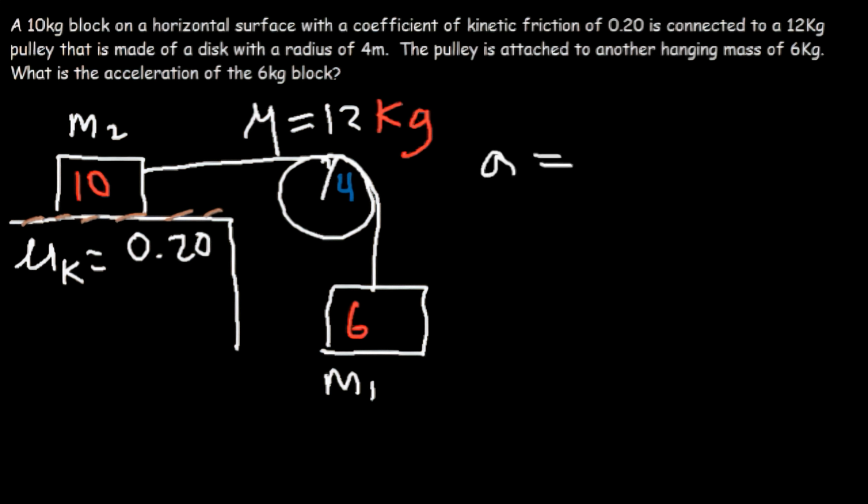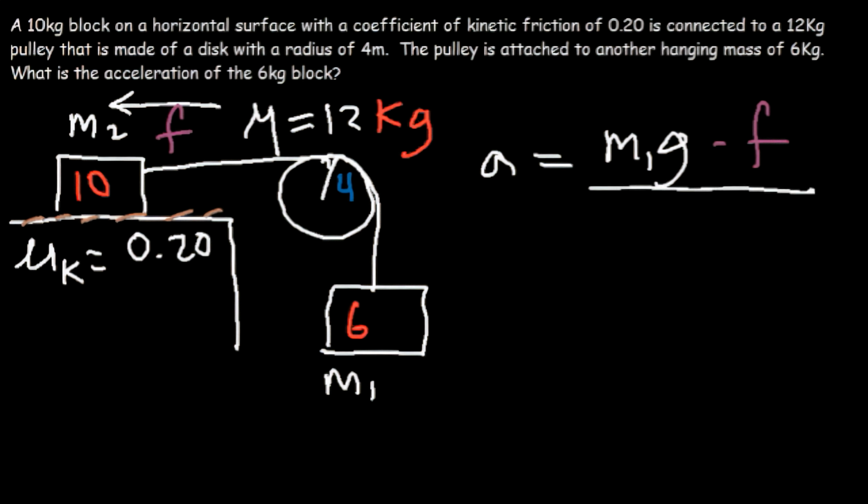So the acceleration is going to equal the net force, meaning all of the forces that accelerate this object in a direction of motion, which is only the weight force of the 6 kilogram block, that's m1g, minus any forces that oppose that motion, which is the frictional force that's acting on block 2, so minus F, divided by the total mass of the system. That's m1 plus m2 plus the inertial mass of the disk, which is inertia over r squared. And if you replace inertia with 1/2 m r squared, the r squared will cancel and it's simply 1/2 m.